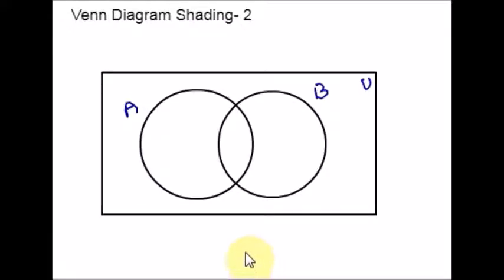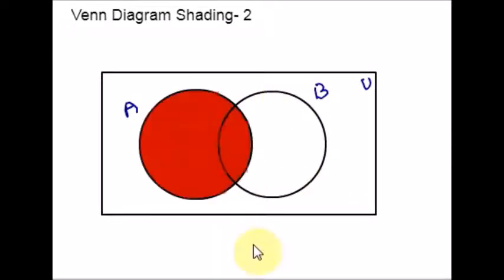To represent the set A in a two-circle Venn diagram, simply shade the circle corresponding to set A, and ignore the rest of the figure. So you should shade only this region. Likewise, the same idea would be followed to indicate set B. You should shade only the circle for B. Now let's move on to the next example.